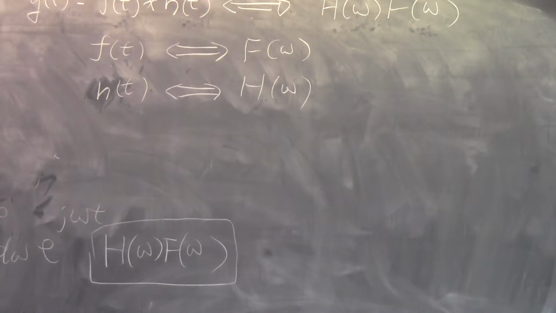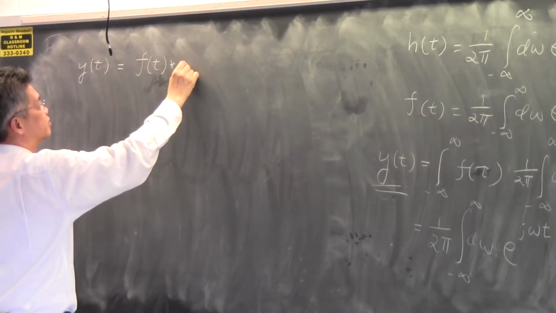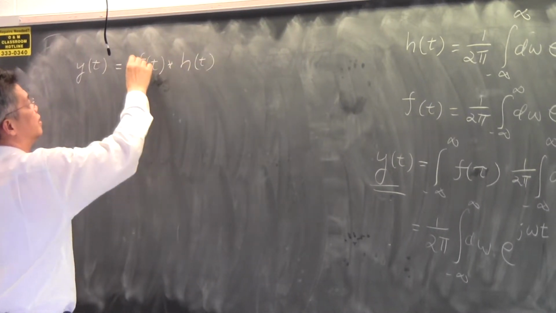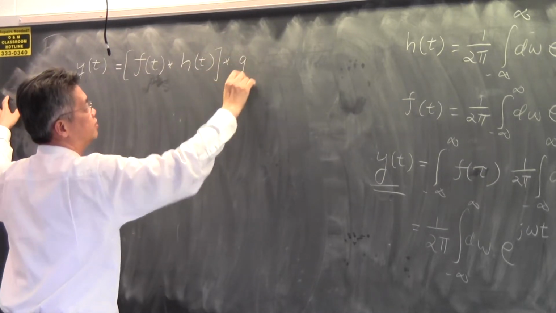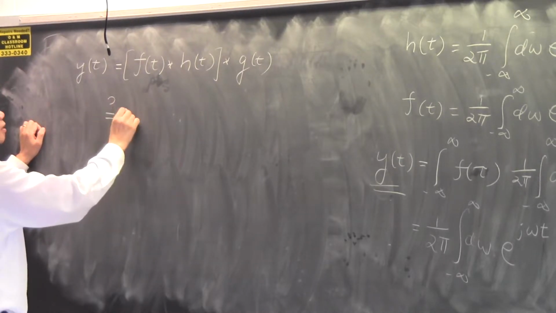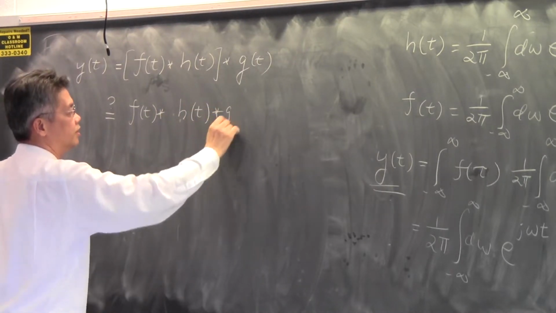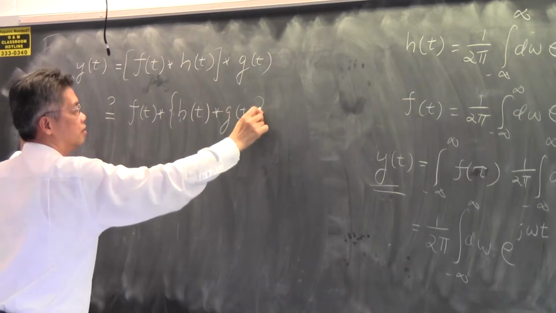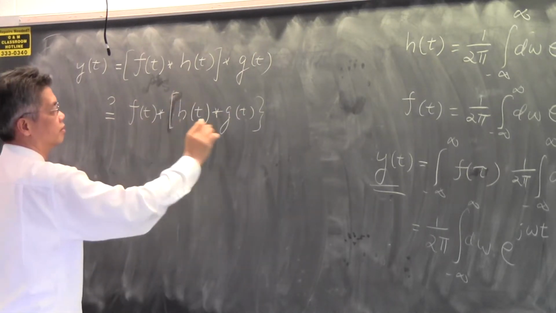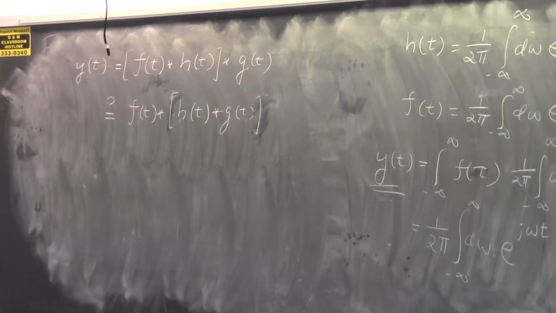And what happens if you have something like this? If y of t is, say, f of t convolving with h of t, and then convolving again with g of t. Is this equal to f of t convolving with h of t convolving with g of t? I can use the same bracket. It turns out that this is true, but let's see how this is true. Let's take this to the Fourier space.